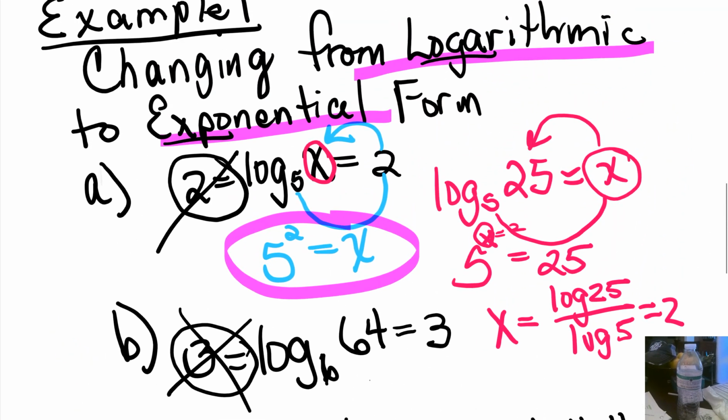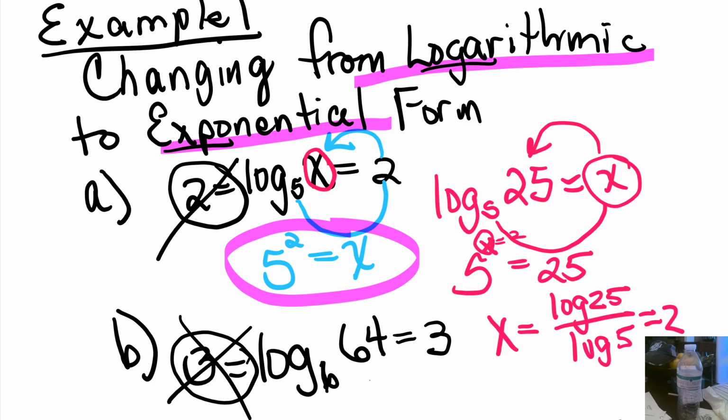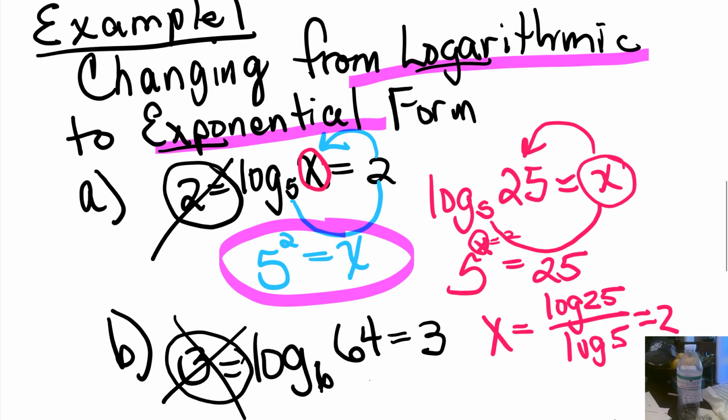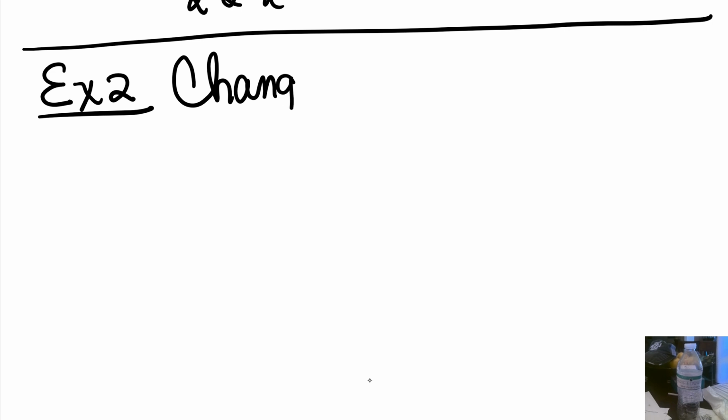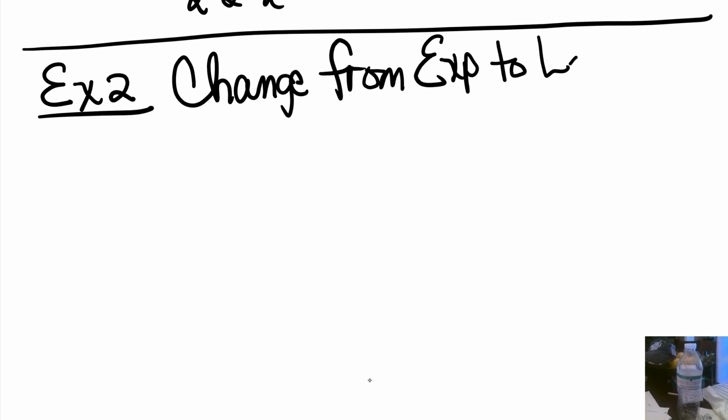So if we're going from logarithmic form to exponential form, let's do the opposite. Let's go to example 2. In example 2, what we're going to do is the opposite. So we're going to change from exponential to logarithmic form. I used a little bit of a short term here: I just wrote exp and log.